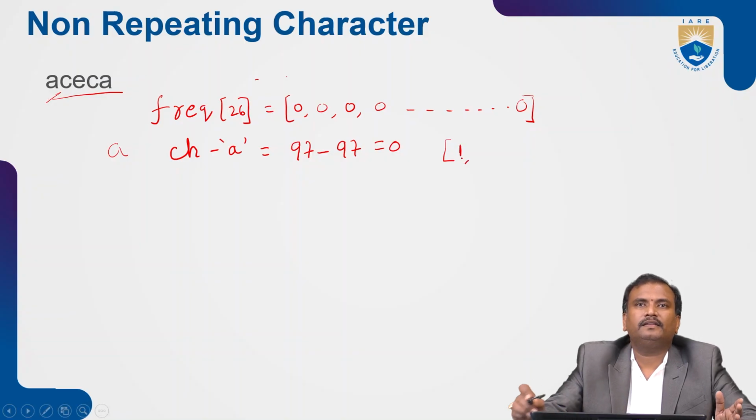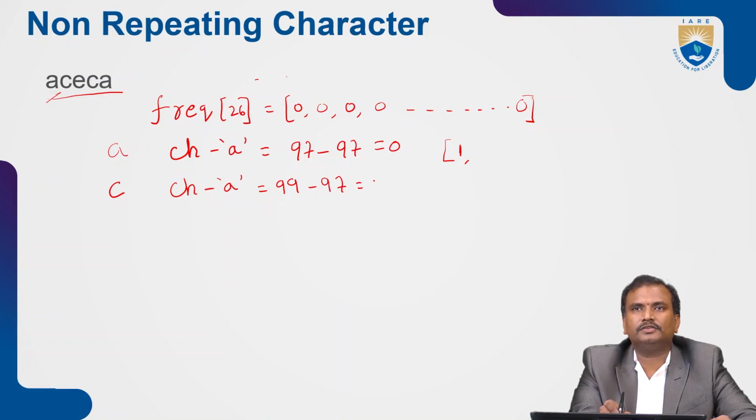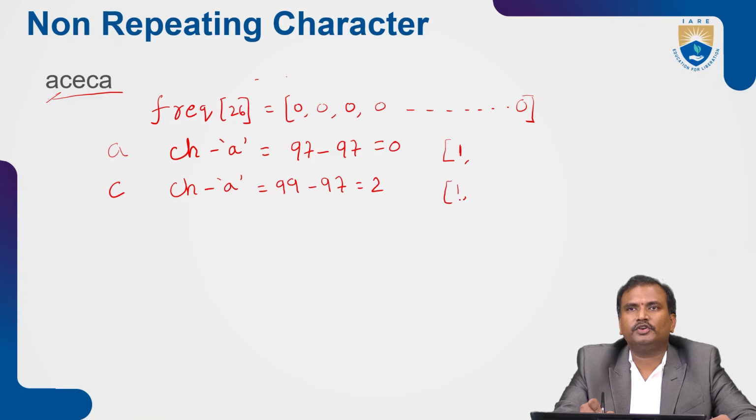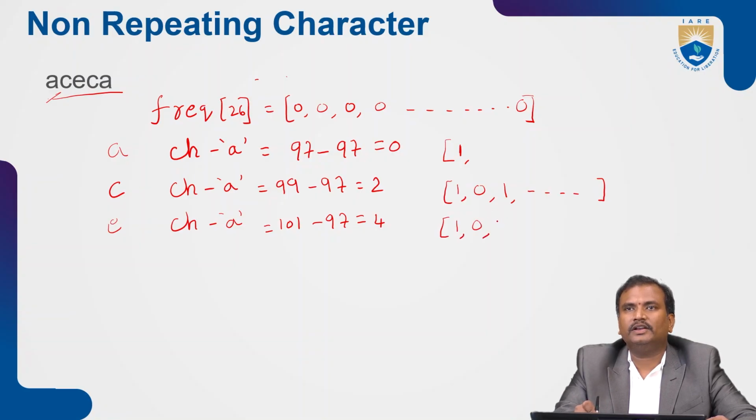That means A is appearing once till this particular character. The next character is C, C minus A, which is 99 minus 97, which equals 2. So at index position 2, we need to increase the value, and the remaining are all zeros. Next is E, E minus A, which is 101 minus 97, which equals 4. So at index 4 we need to increase the frequency counter value; the third position is 0, and in the fourth position we get 1.